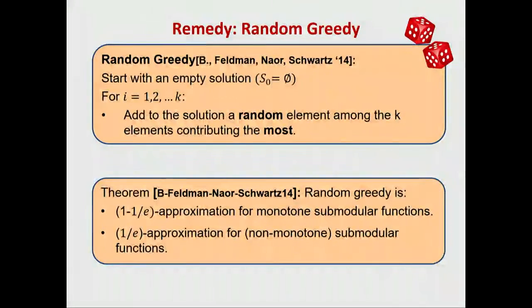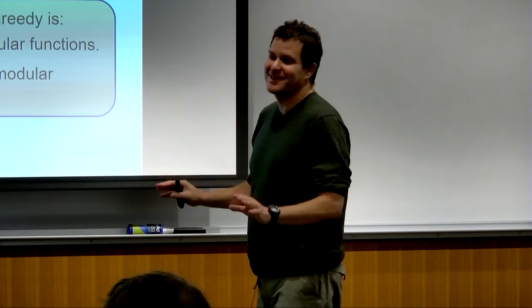And actually, you can prove that this random greedy is not worse than just greedy on uniform matroid for cardinality constraints in the monotone case, but it gives you a guarantee of 1 over e for non-monotone submodular functions. So the main idea here is to add randomization to avoid a bait. Don't go directly with the chocolate cake. Look at the other things in the menu.